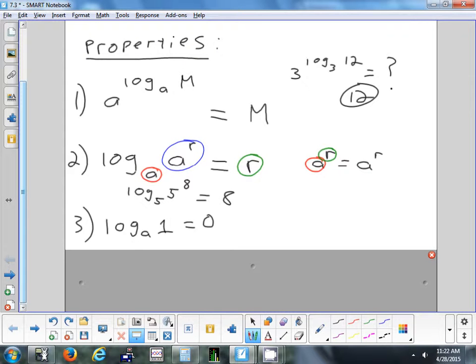Okay, third formula. It says log base A of 1 equals 0. In other words, you can take the log of any base you want. If the argument is a 1, the answer is always 0. Always.